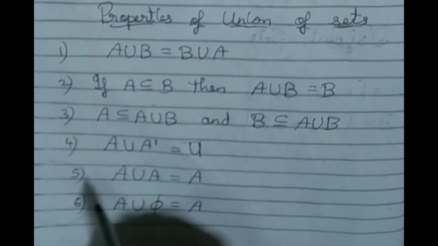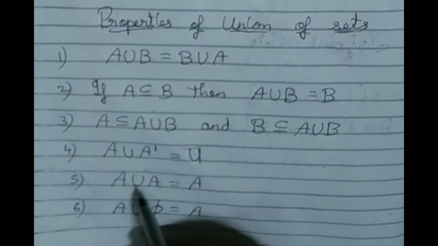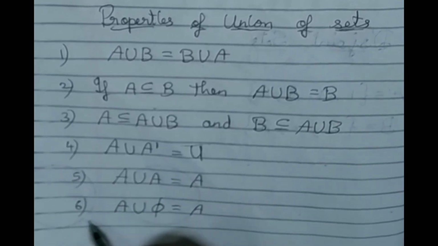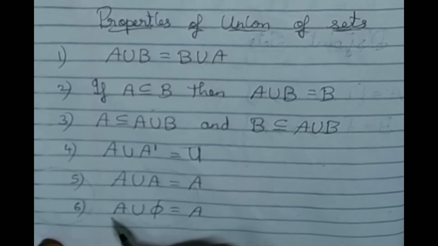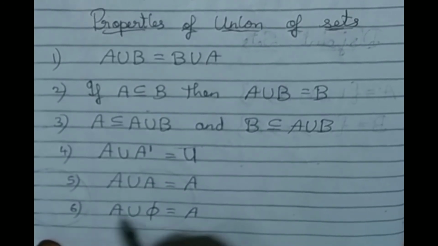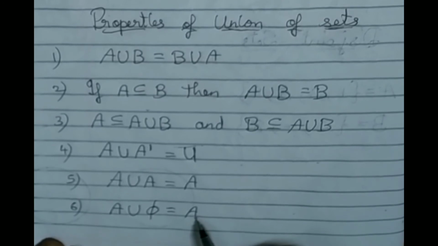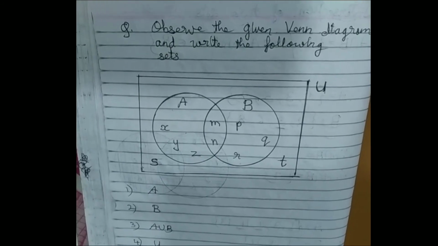Fifth property, A union A equals A itself. If we take the union of a set A with itself, we will get the set A itself. Sixth property, A union empty set equals A. Empty set means there will be no elements. So if we take the union of these two, we will get only the elements of A. There will be no elements of the empty set, right? So we will get the elements of A, that is A union empty set equals A. Okay. Now see this. We will solve this question.